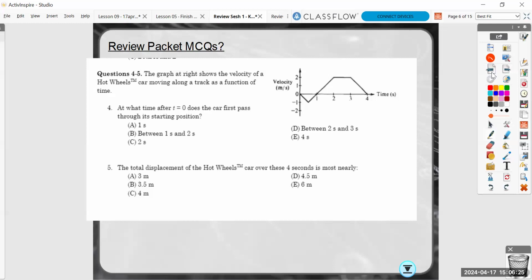All right. Let's take a look at 4 and 5 here. Whenever you see a graph, and this is the thing Ms. Shrek beat into your heads, the moment you see a graph, what's the very first thing you should look at?